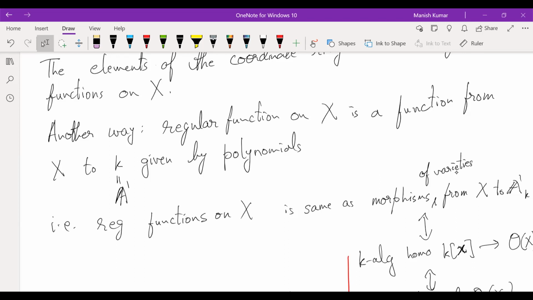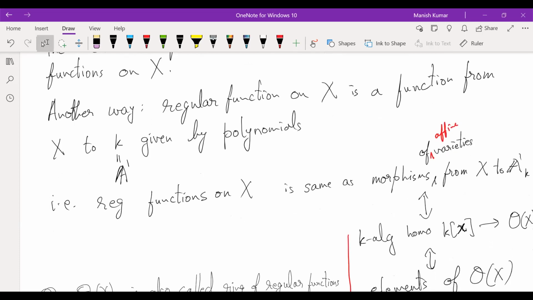Again, everywhere it should be affine. So, morphisms of affine varieties from X to A^1. Because that is what our definition of morphism was. A morphism between varieties from X to Y is a function from X to Y given by some polynomials, or more precisely, it is given by a ring homomorphism from the coordinate ring of Y to the coordinate ring of X.